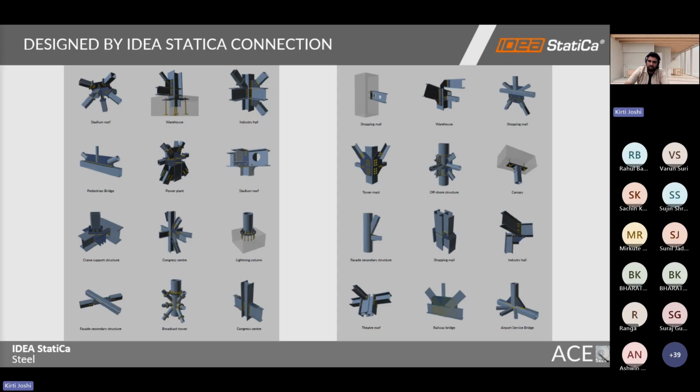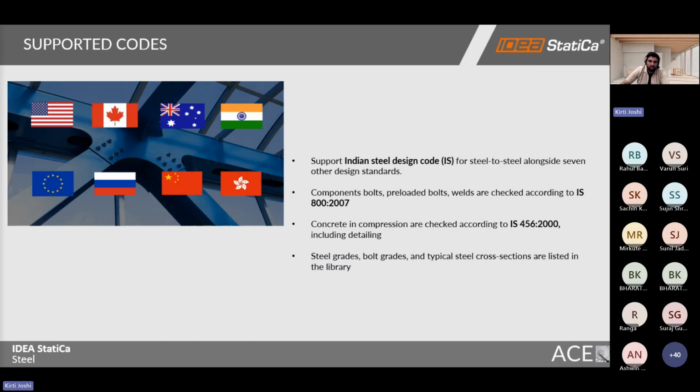So yeah, this helps to deliver optimized and fabrication-ready connection design, even for highly complex structures. Here, the software can perform the connection check according to international codes such as Eurocode, AISC, Canadian, or Australian and other global standards. Importantly, for Indian projects, it also supports IS 800 for steel design, where bolts, welds, and steel components are checked per the Indian provisions.